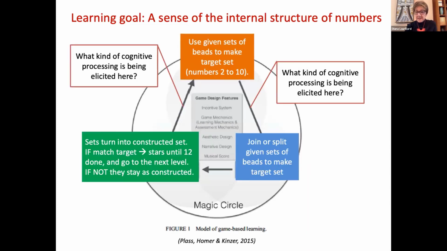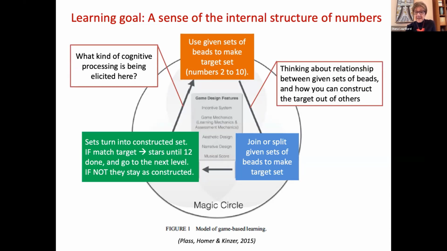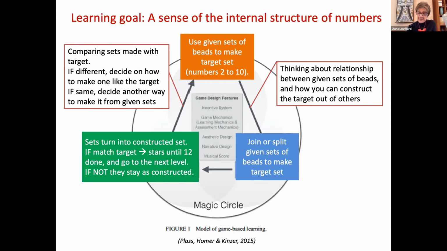So from the nature of the game mechanics of challenge, response, and feedback, what we're trying to elicit is thinking about that relationship between given sets of beads and how you can construct the target by joining and splitting them. And then when they see what happens as a result, they're comparing sets they've constructed with the target set. If they're different, the challenge is to decide on how to make one that is like the target. If they're the same, they've made a target, and they get a new challenge. So they have to reflect on how their actions made that set and how they might have to change their actions to make the target. So that's a lot of thinking going on.